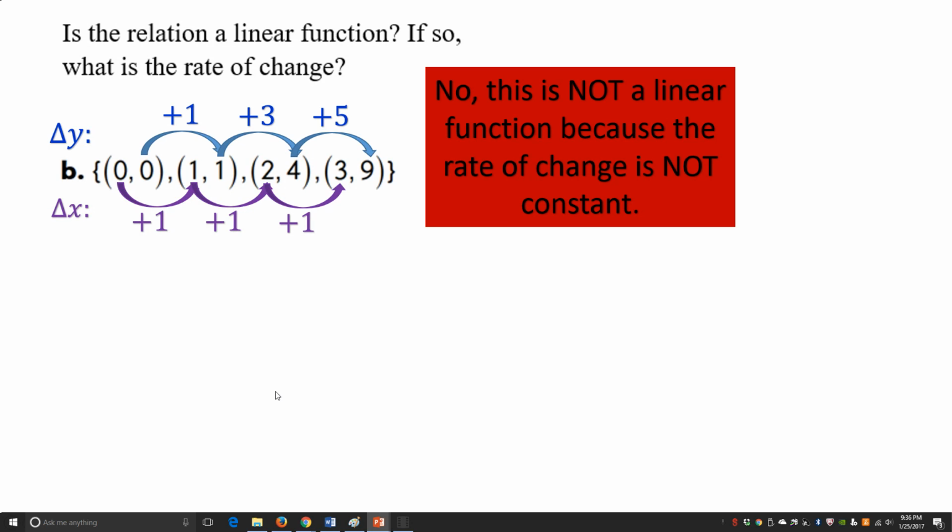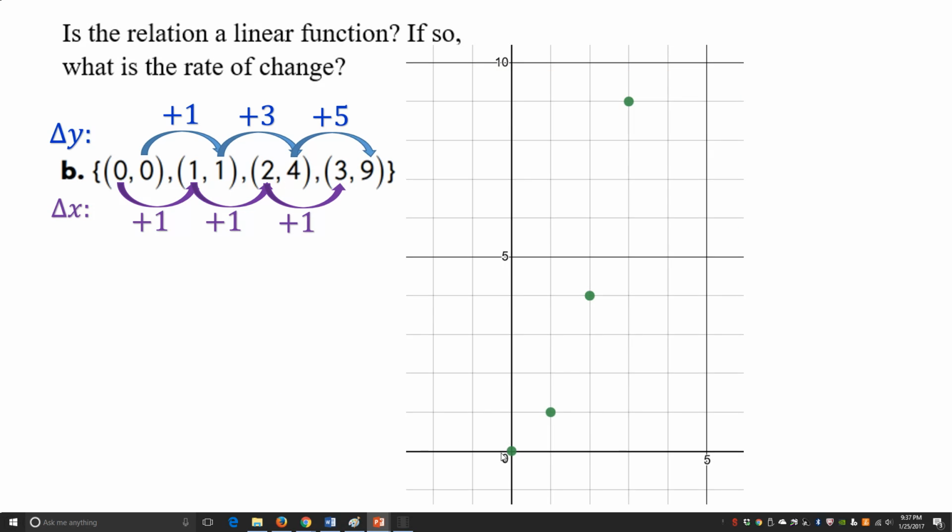And if we graph this one, just to show you what this nonlinear function looks like, the points would look like this. And if we draw the lines in between, it curves and it gets steeper and steeper. So this is nonlinear if we were to graph it, but without graphing it, we can tell just by looking at the ordered pairs.